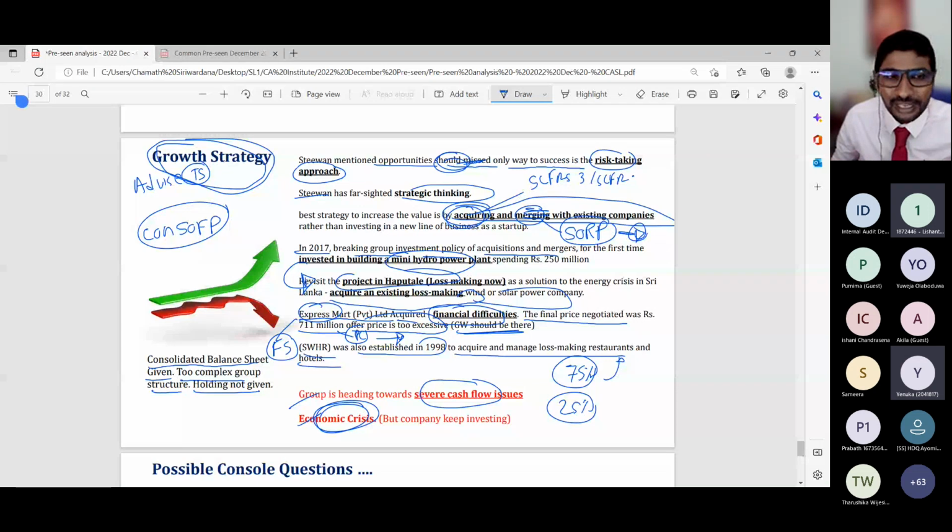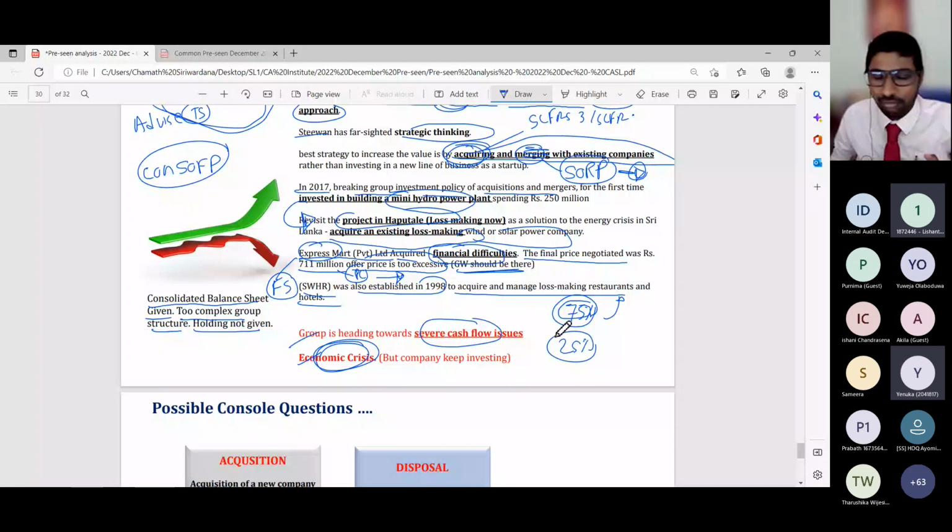Someone might think they will dispose of Haputale. Anyway, the Haputale hydropower plant is not a subsidiary, so you don't need to worry. It is not a subsidiary, right? It is just an investment made by a subsidiary, not a completely separate company. So don't think that they will dispose of one of these arms.